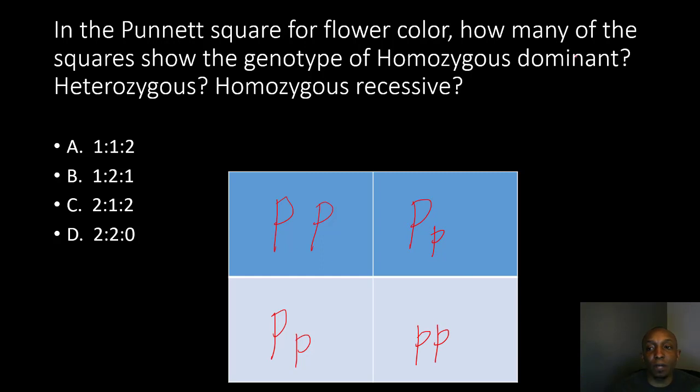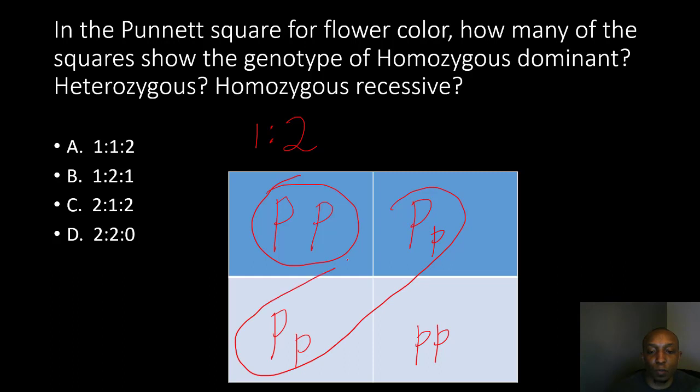And so how many of them are homozygous dominant? That means they have 2 capital P's. Well, we have one that has 2 capital P's, so here's 1. And then how many are heterozygous dominant? That means that we have a capital P and a lowercase p. We have 2 with a capital P and a lowercase p, so I'll circle it right here. And then I'll go ahead and circle it right here. So there's that 1, 2.